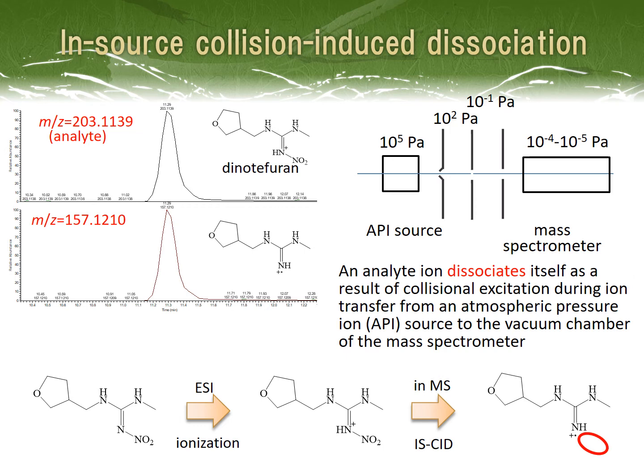A possible reaction pathway is illustrated at the bottom of this slide. The nitro group of dinotefuran must be dissociated in the mass spec. This unintentional dissociation can be attributed to a phenomenon, in-source collision-induced dissociation. In-source collision-induced dissociation is a dissociation of an ion as a result of collisional excitation during ion transfer from an API source to the vacuum chamber of the mass spec. The observed fragment ion is inherently not an analyte's monoisotopic ion, so we must confirm the focused ion is intact.